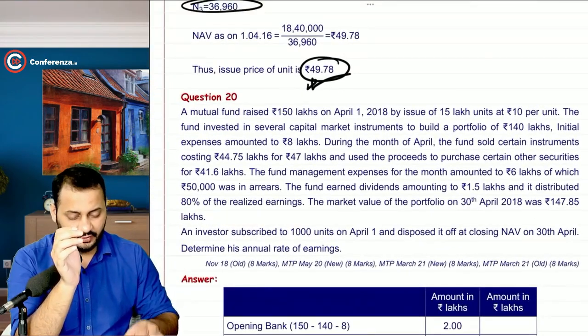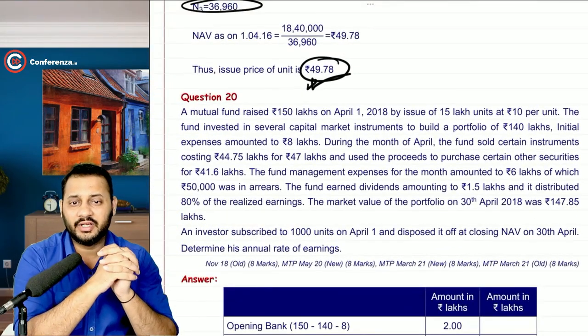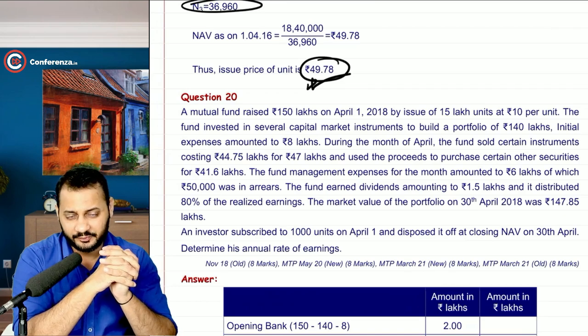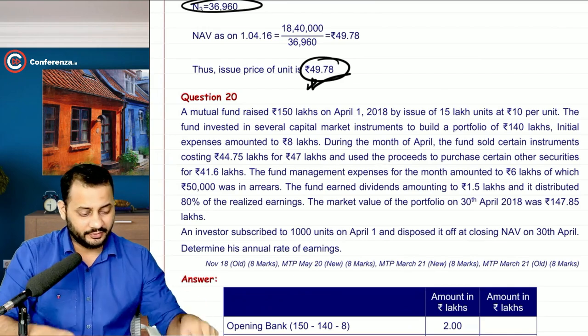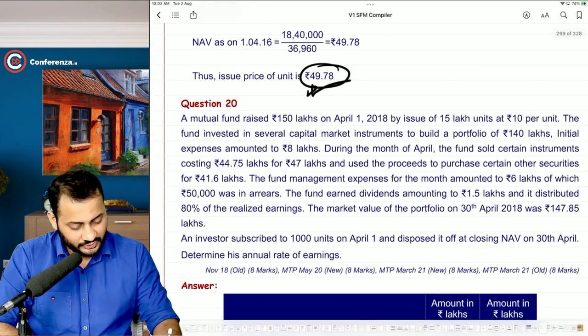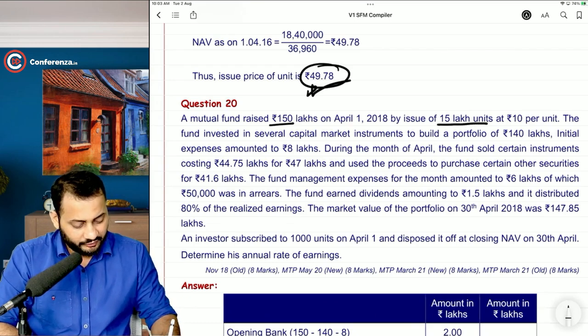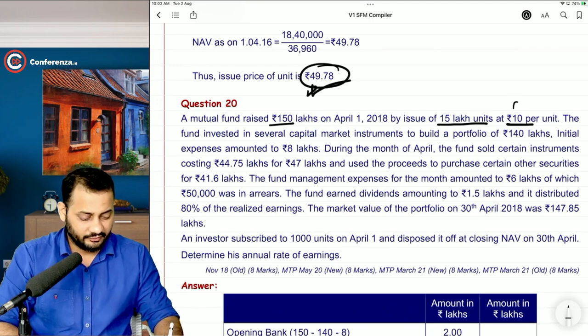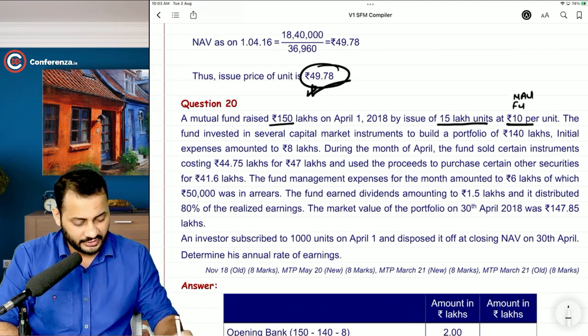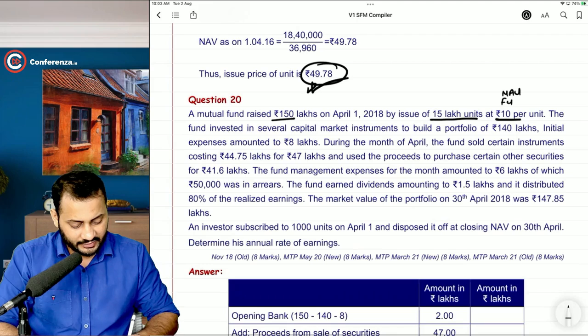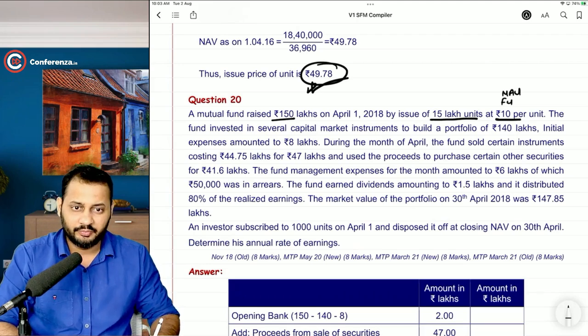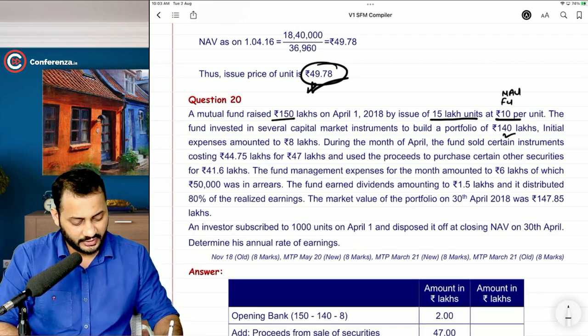So there is a mutual fund which raised around 150 lakhs on April 1, 2018, by issue of 15 lakh units at rupees 10 per unit. So these are the basic details to start with. In the beginning, face value and the NAV were the same. The fund invested in several capital market instruments to build a portfolio of 140 lakhs.